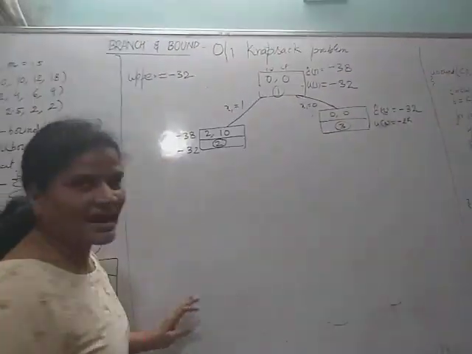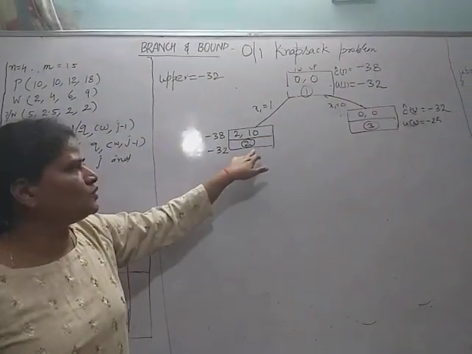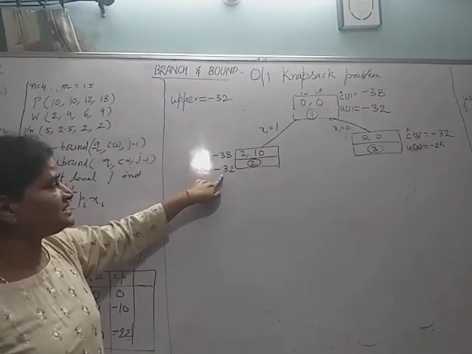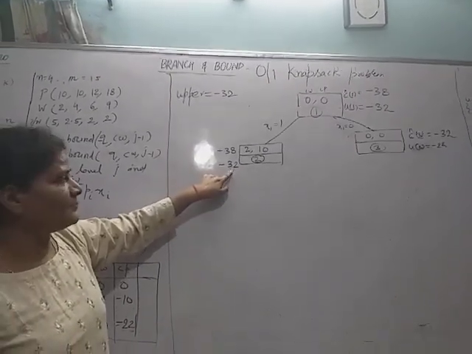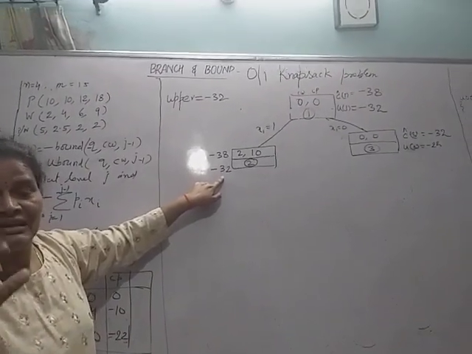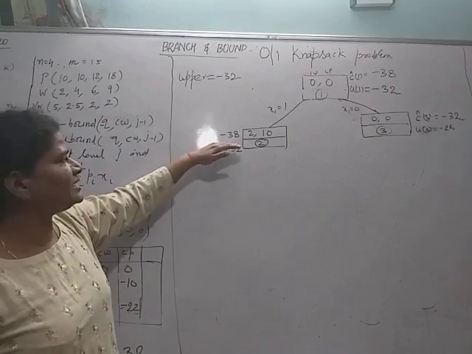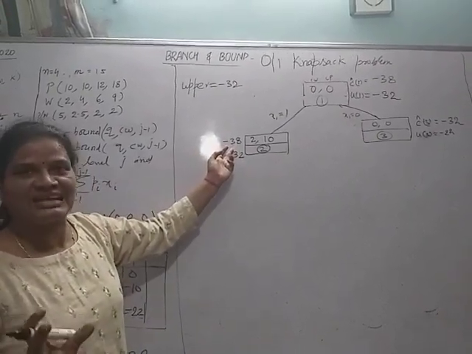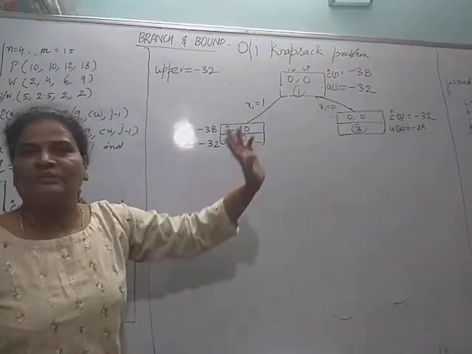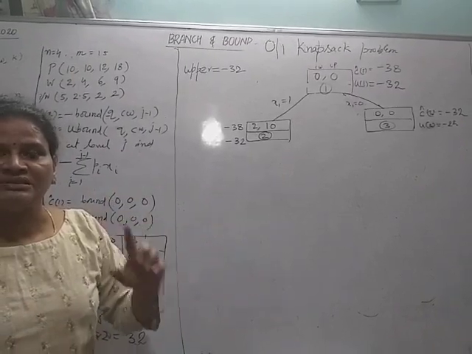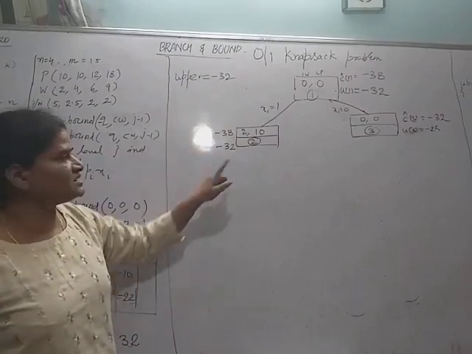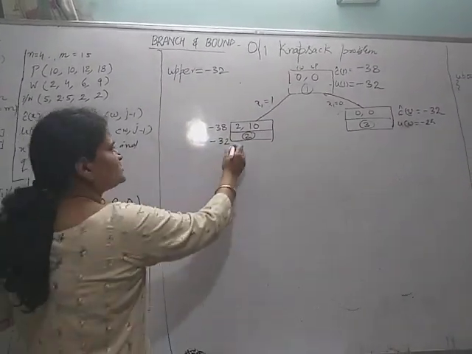So now at this time I am having two live nodes, 2 and 3. The upper bound is used for killing the node, in order to avoid generating the subtree rooted at this node. So here I will take the decision on the basis of C cap. The cost of 2 is minus 38 and the cost of 3 is minus 32. And in the least cost search method, we select the next live node with least cost. So the least cost node will be expanded first.